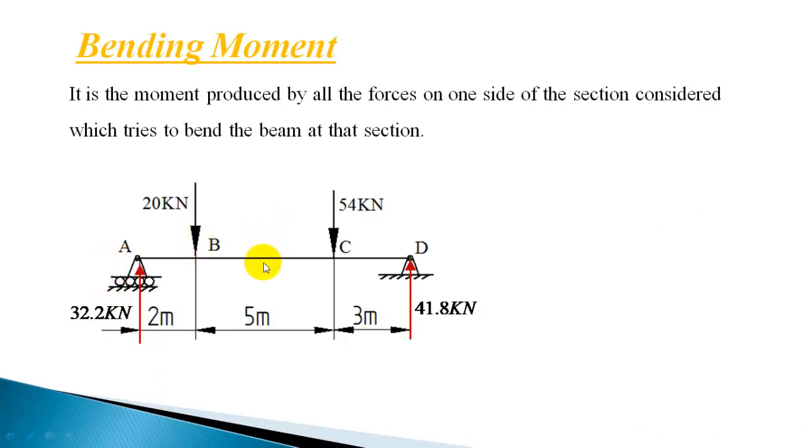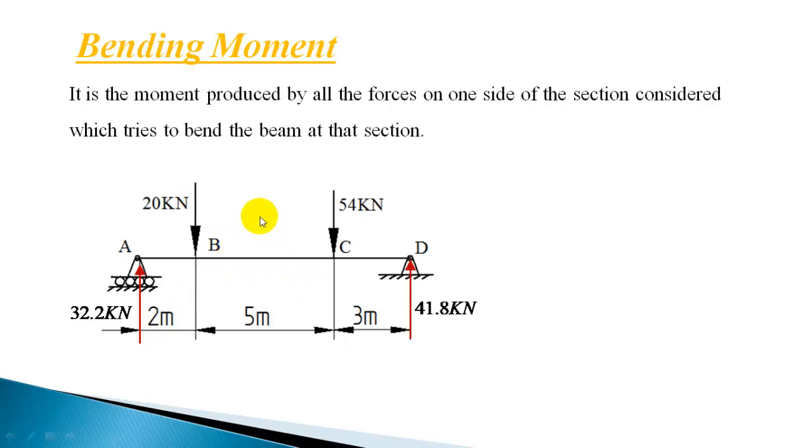Bending moment at any section is the moment produced by all forces on one side of the section, which is trying to bend the beam at that particular section. If you are taking a section here, these forces are producing a bending effect. What is the resultant bending effect produced by all these forces with respect to this section is the bending moment. When you are taking a section, the bending effect produced by all forces on one side of the section will give the bending moment.